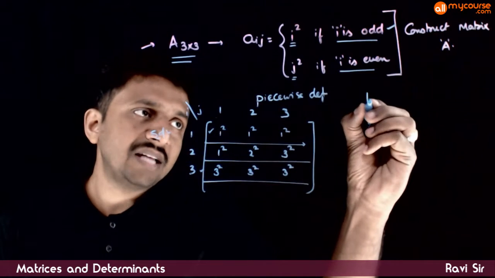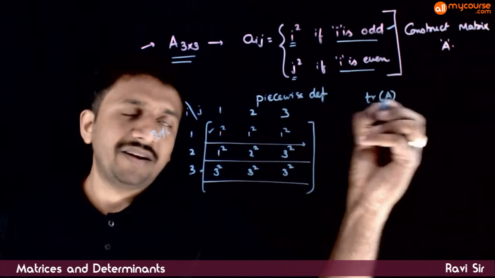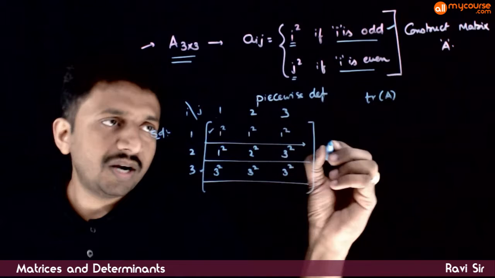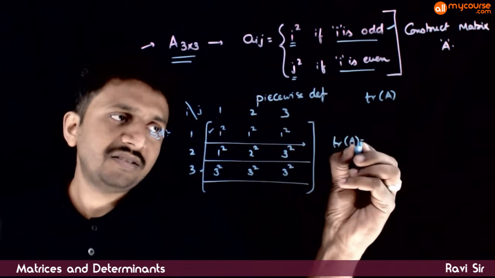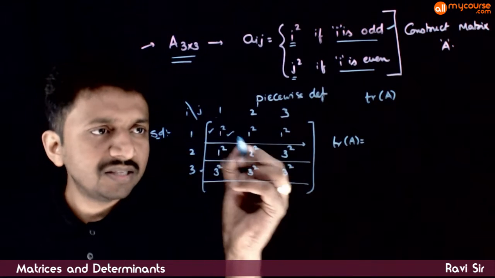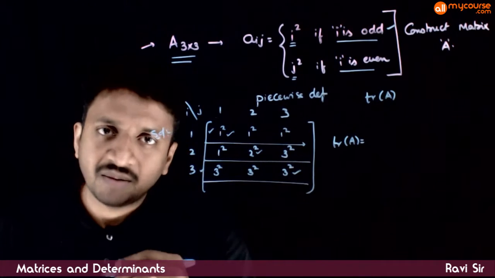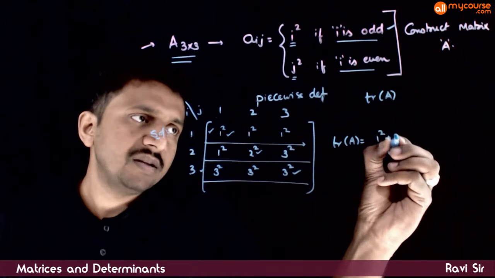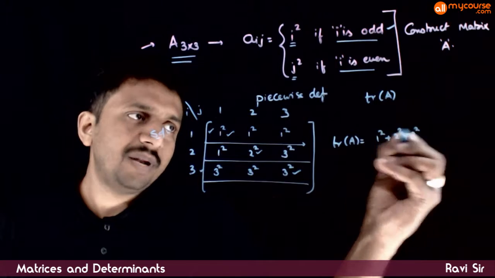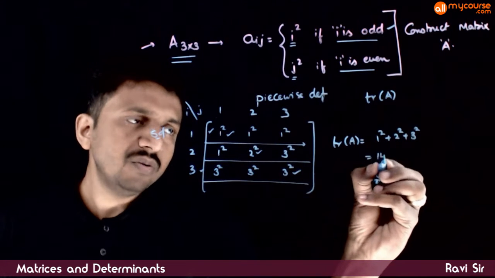So let us say that you are asked to find the trace of this matrix. What is the trace of this matrix? Trace is nothing but the sum of the diagonal elements. 1 square plus 2 square plus 3 square, that is equal to 14.